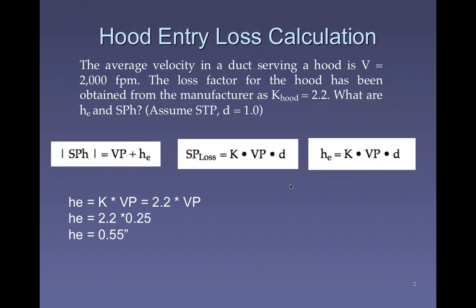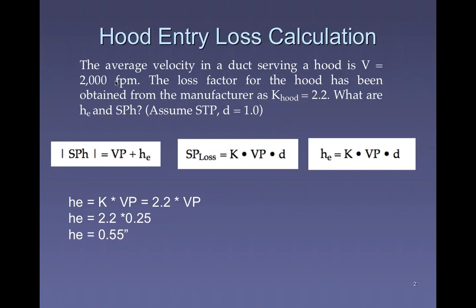And here are our formulas. The average velocity in a duct serving a hood is 2,000 feet per minute. The loss factor for the hood has been determined to be 2.2. That's the K factor for that hood. What are HE and the static pressure? What do I need to know to calculate that? I need to know the velocity pressure, and I need to know the hood entry loss. So what's the velocity pressure if the velocity is 2,000 feet per minute?